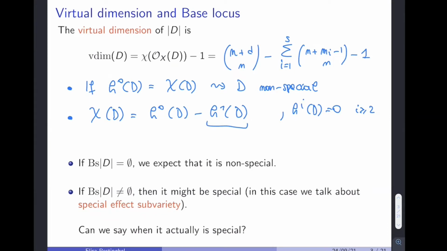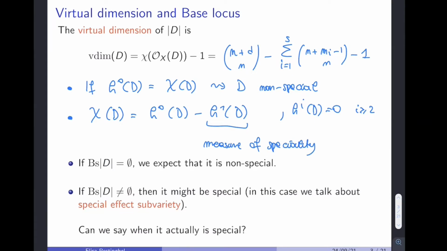Yeah, so we will say that this is somehow a measure of speciality. So how do we approach this problem, the problem of computing either this number or that number? It's equivalent because we know the Euler characteristic. Well, the philosophy is to look at the base locus of the linear system.